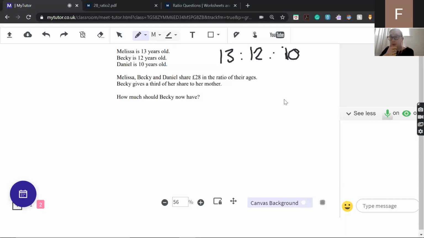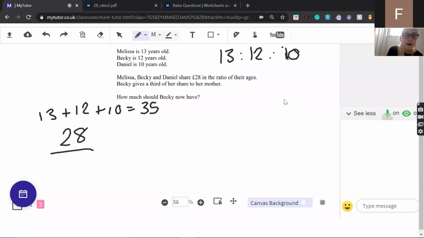There's a couple of ways that we can think about this actually. I'll show you the most obvious way first, and then a tiny little shortcut that we could do. So the most obvious way is to do it in our normal ratio way. So we add up all of the parts of our ratio, which is going to give us 35, and then work out how much each chunk is worth. So we do that £28 and divide it by the 35 chunks that it's split into.